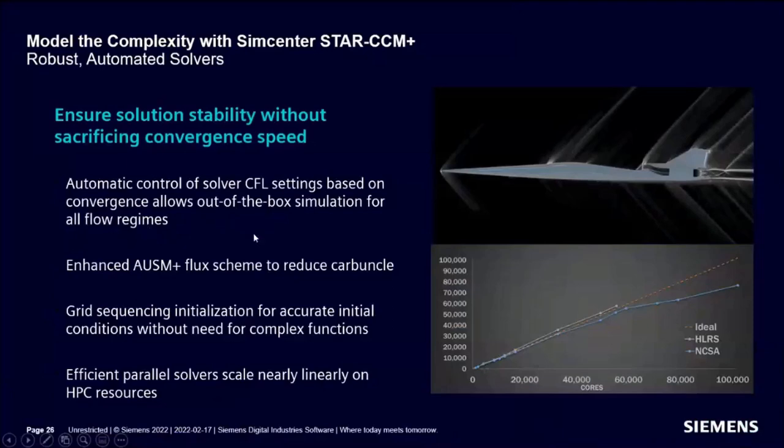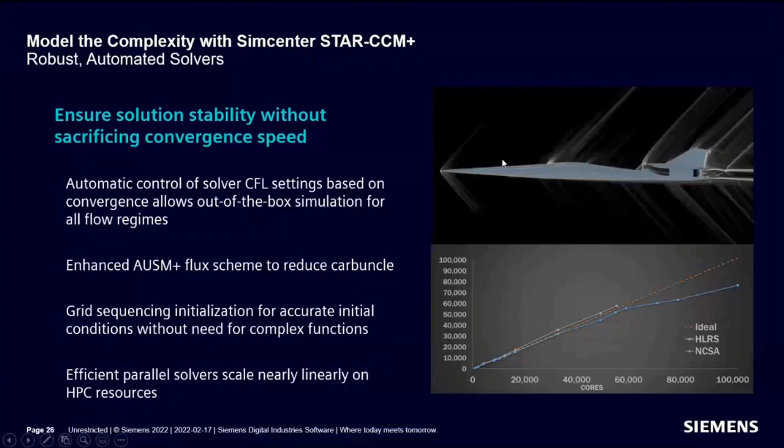There's the automatic control of the solver CFL. I'll show you how that works, and that can automatically ramp up and down basically the speed that the solver is trying to run in order to maintain a robust simulation for an out-of-the-box flow regime. As I said, we enhanced the AUSM+ flux scheme to reduce carbuncle. There's advanced initialization procedures that allow us to get better initial conditions without having to really set up a manual function to do that.